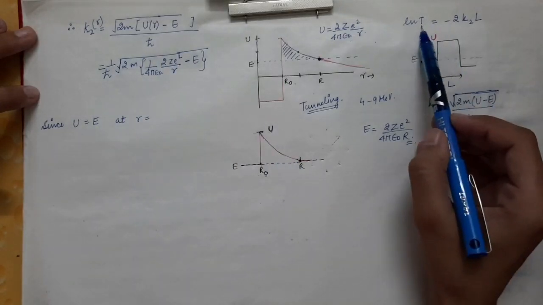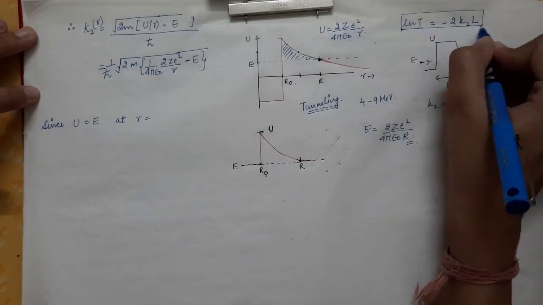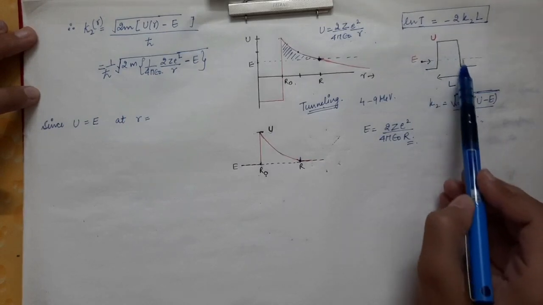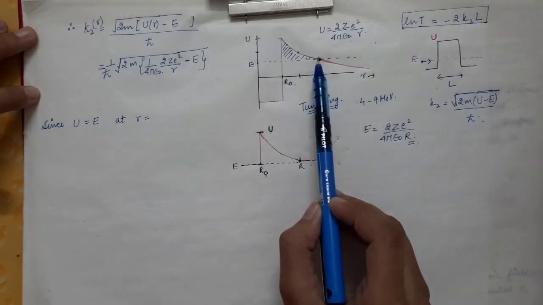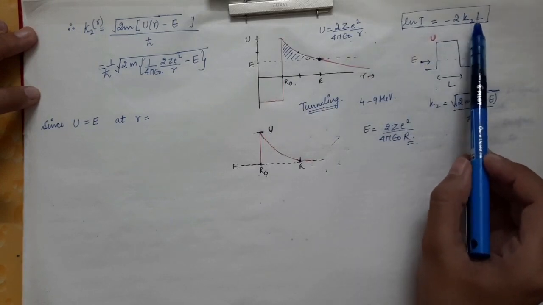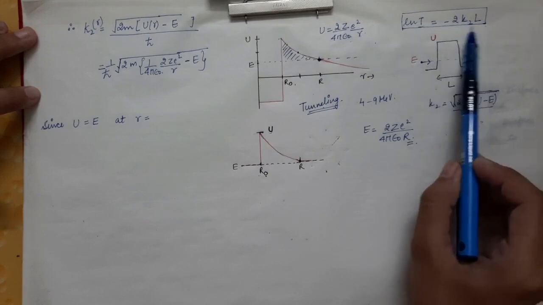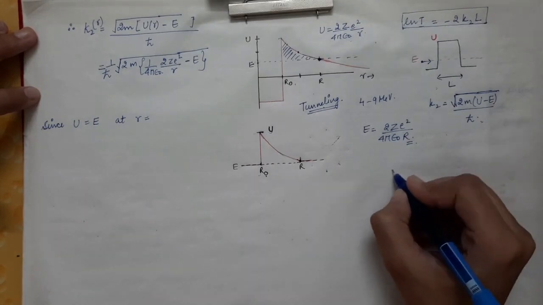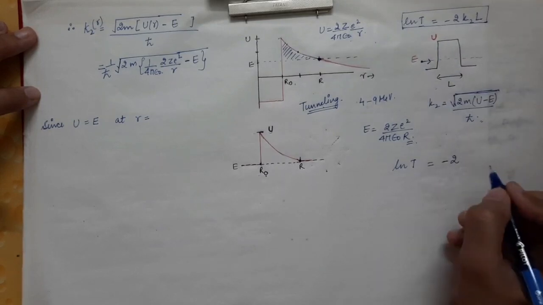So the natural log of transmission probability: how do we write this formula for the case of the alpha particle? We had written this expression for the case of constant barrier height. So how do we write this for the case of the alpha particle where the barrier height is not constant? Natural log of T is given by minus 2 into K2 into total length. So for the case of the alpha particle, natural log of T will be given by minus 2, which will remain as it is.